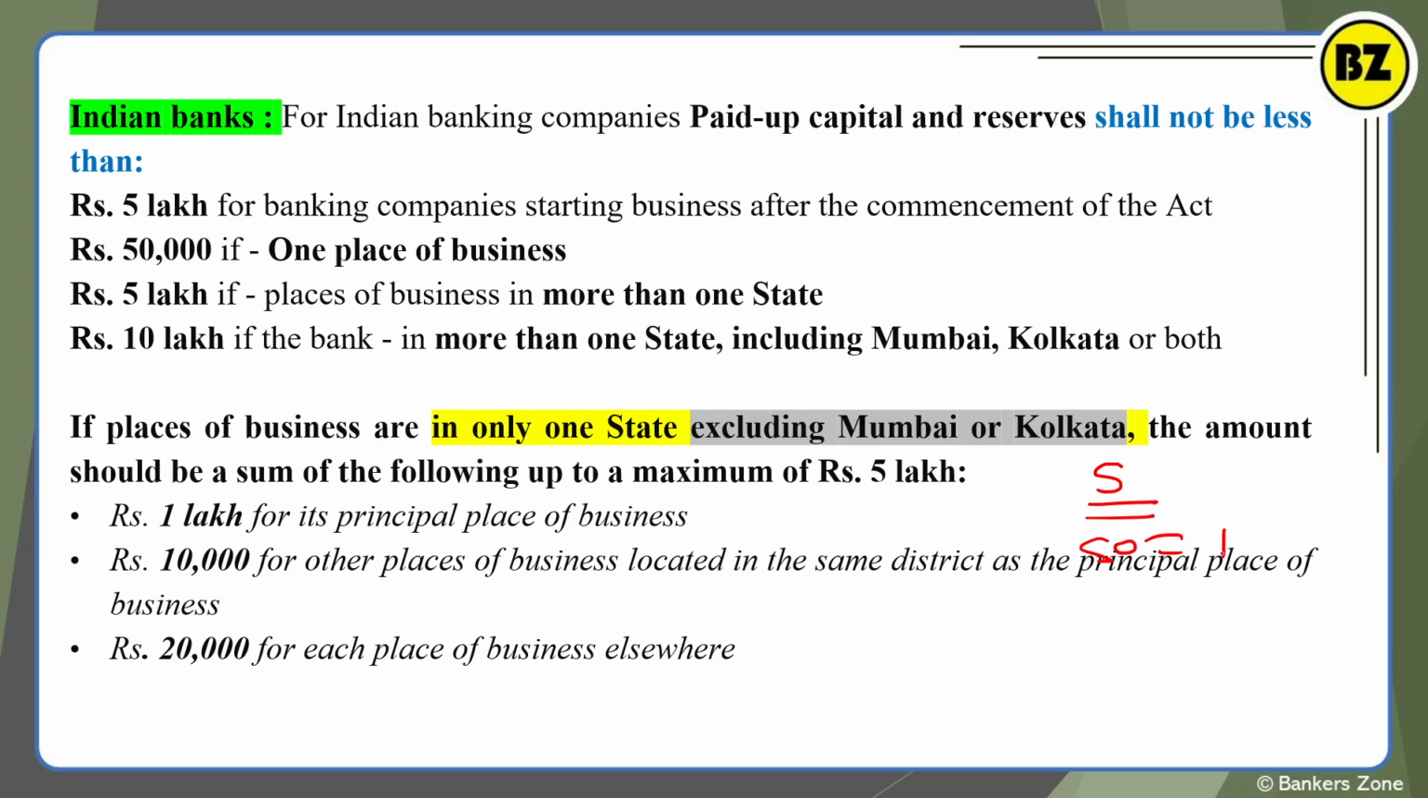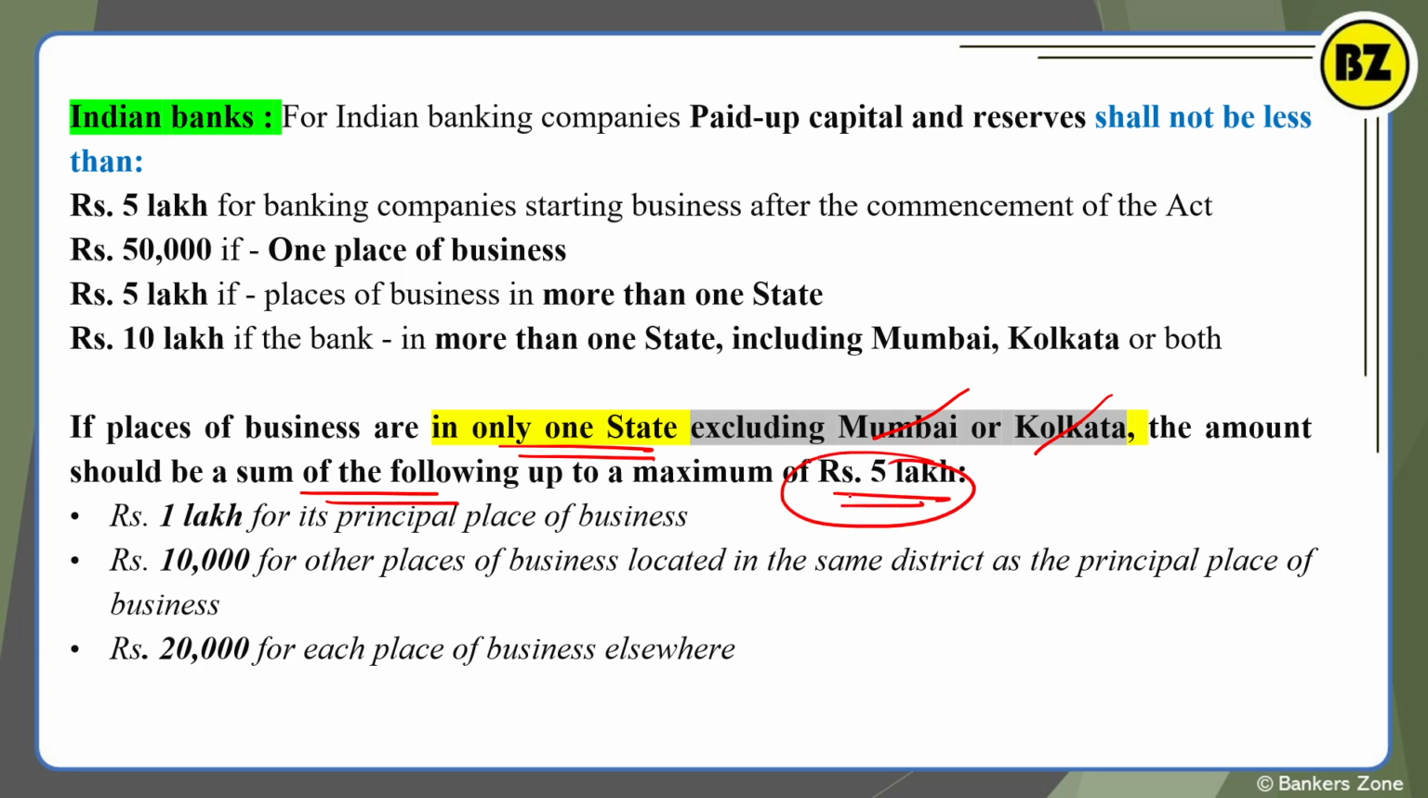50,000 only if you have only one branch. Then if you have more than one state, then 5 lakh, again the same. If you are operating in more than one place and you have Mumbai and Kolkata, then you have to deposit 10 lakh. Now, if you have only one state and don't have Mumbai or Kolkata, the amount should be the sum of the following, and the maximum is 5 lakh.